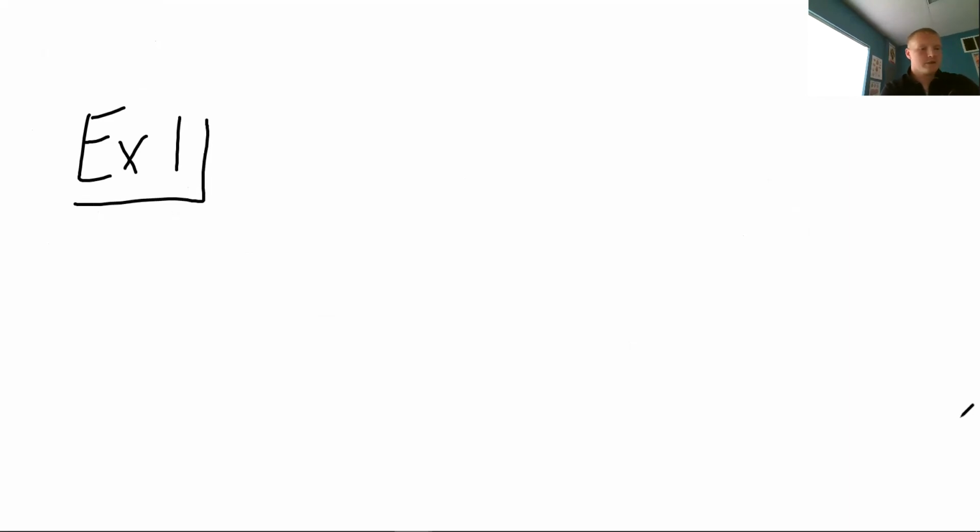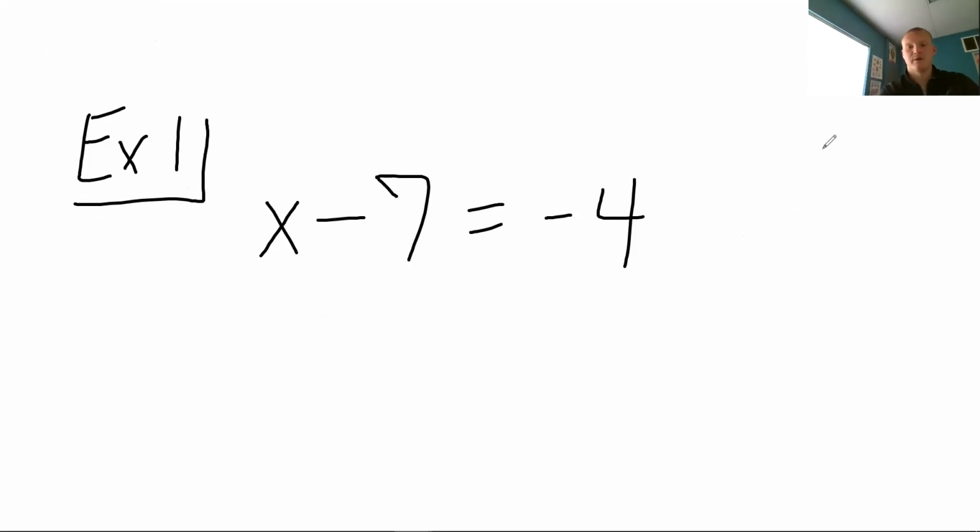So let's try example 1, solve equations by adding. So we have x minus 7 equals -4. x minus 7 equals -4. So since I have a -7 right here because there's a minus sign right in front, that means I need to add 7, sorry, add 7 right when I said it. I was like, oh darn. I have to add 7 to both sides.